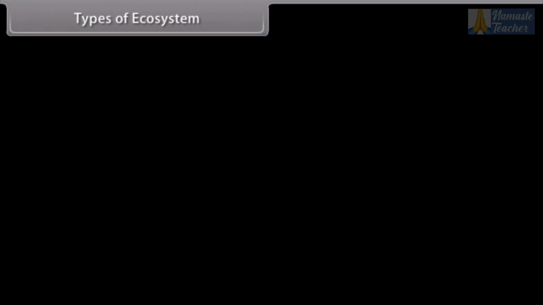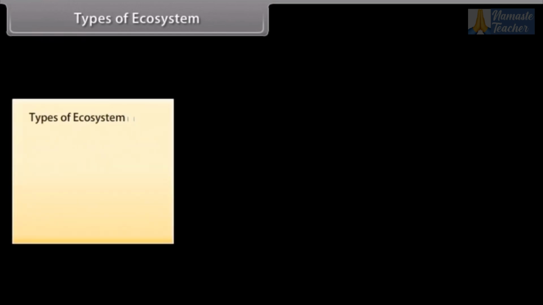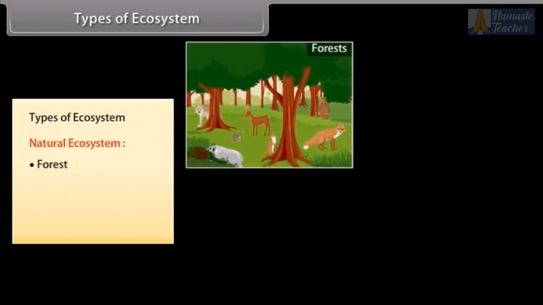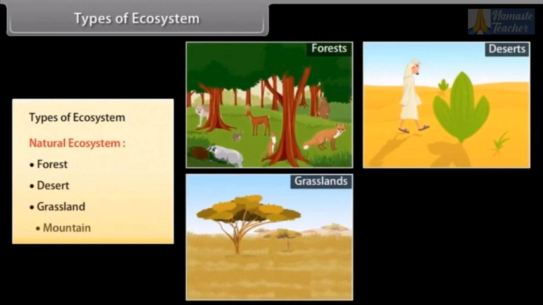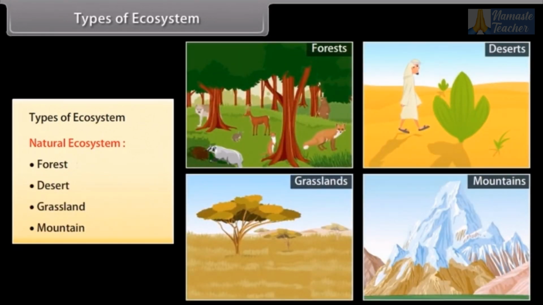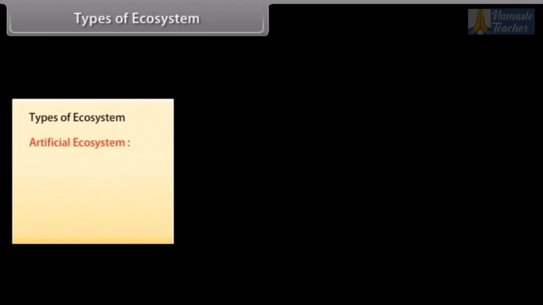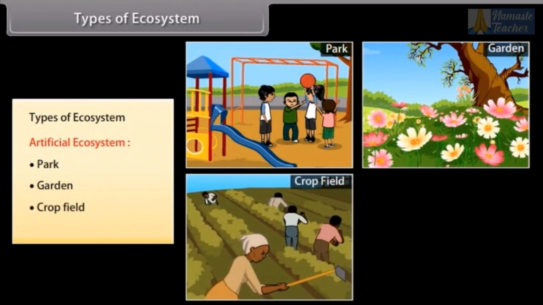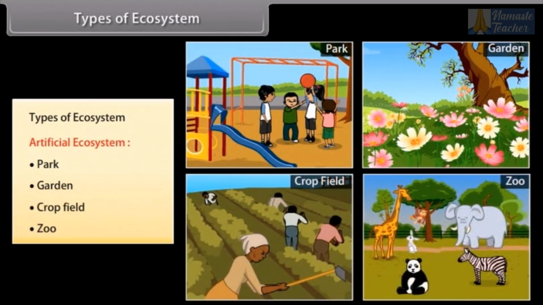Types of ecosystem. There are two different types of ecosystems. They are 1. Natural ecosystem, in which we have forests, deserts, grasslands, mountains, etc. and 2. Artificial ecosystem, for example, parks, gardens, crop fields, zoo, etc.